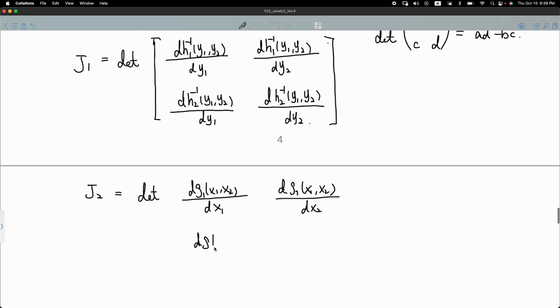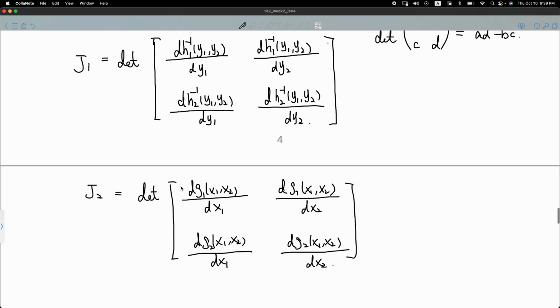Similarly, let me speed up a little bit. This is G2, and then dx1 again, and then dg2 x1 x2 over dx2. So the only difference between the two determinants of the Jacobian matrix is that J1 uses the inverse function and takes the derivative with respect to the new variables, the y's, the ones that you want to change to. And J2 uses the original function and takes the derivative with respect to the original variables, x1 and x2. That's the only difference.